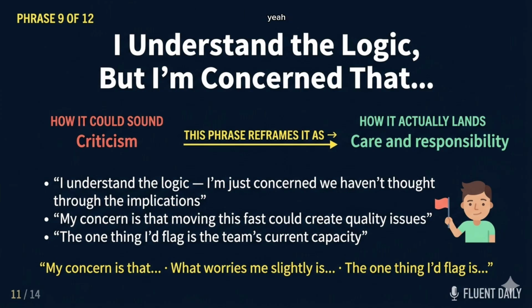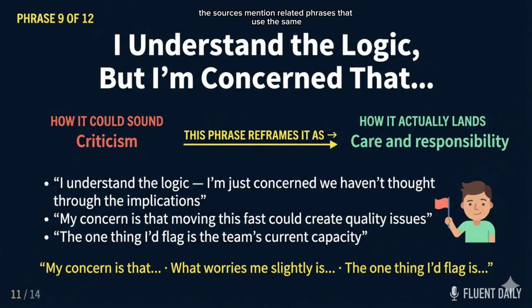Oh, wow. Yeah, it's ideal when you see a risk that everyone else in the room missed. So imagine the team wants to rush a product to market. You say, I understand the logic, but I'm concerned that moving this fast could create quality issues. Or, I understand the logic behind the decision. I'm just concerned that the team doesn't have the capacity right now. Or, I understand the logic, but I'm concerned that we haven't fully thought through the implications.